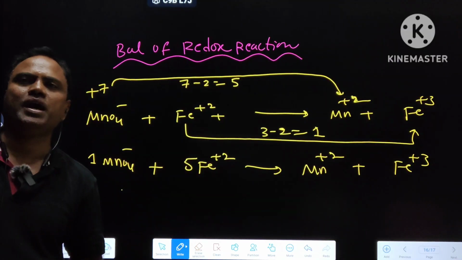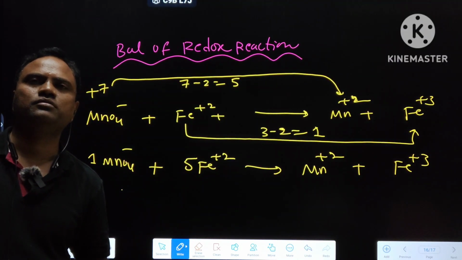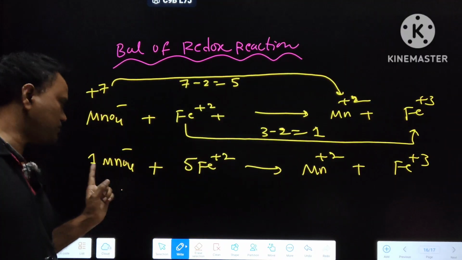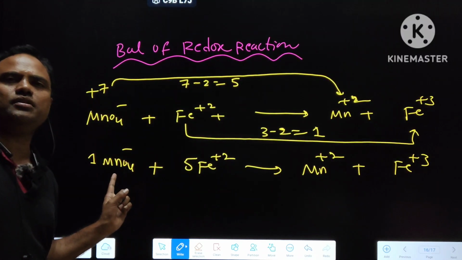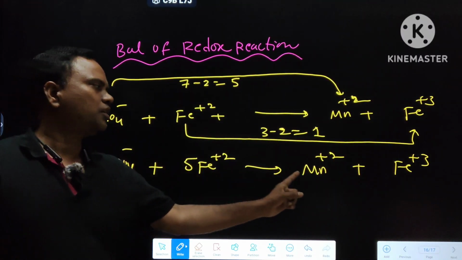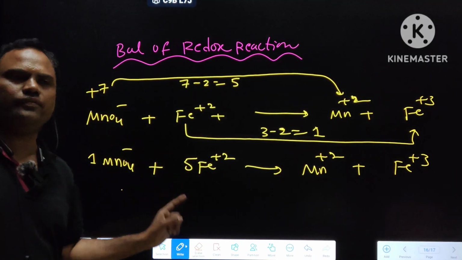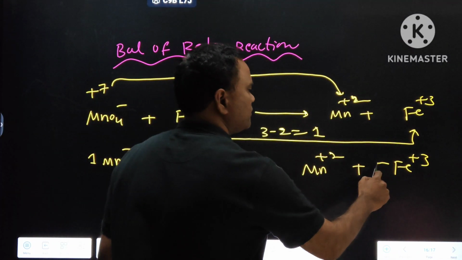Next, balance the atoms other than oxygen and hydrogen. Here, how many manganese atoms are there? 1. Already balanced. Here, how many irons are there? 5. Keep 5 here.